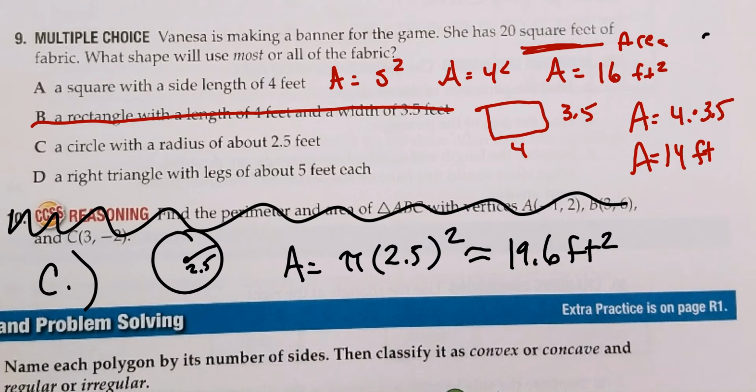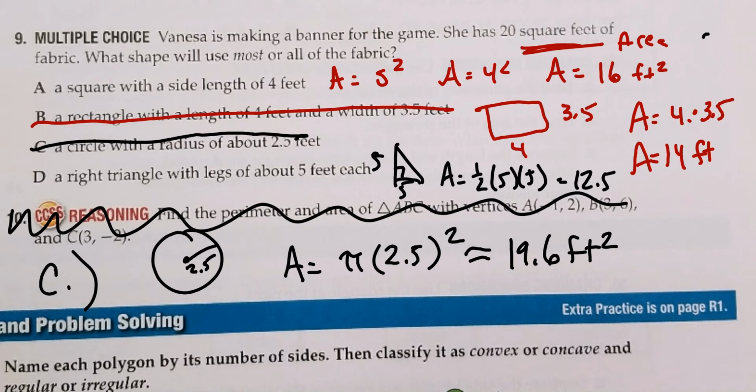Now a triangle has legs of 5 and 5. It doesn't say anything about the perimeter, so I don't care about this one. I'm going to go 1/2 times 5 times 5. Half of 25 is 12.5. So I know that C is going to be my answer.